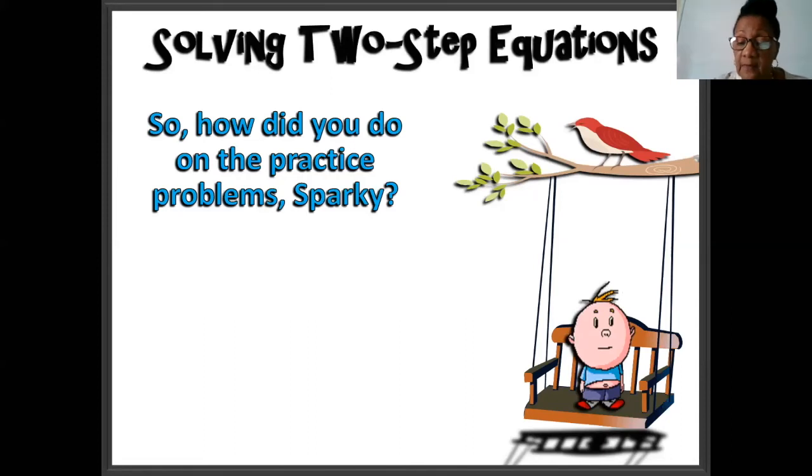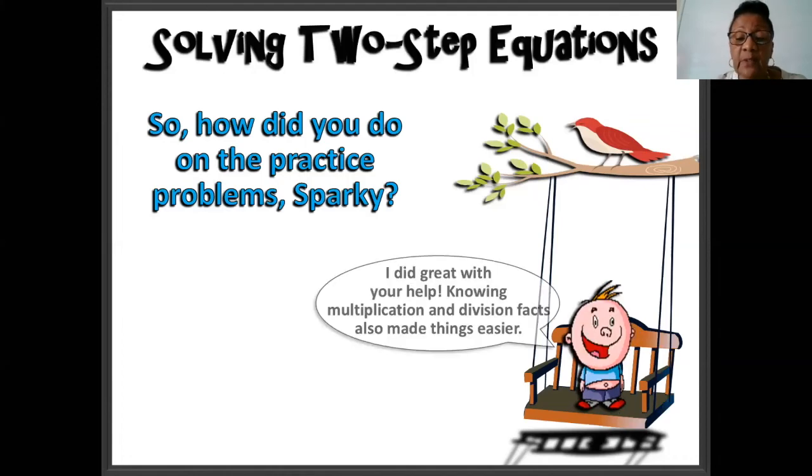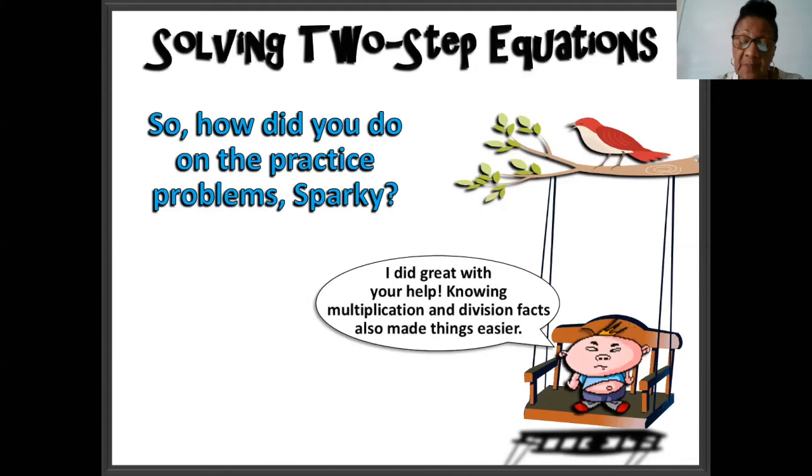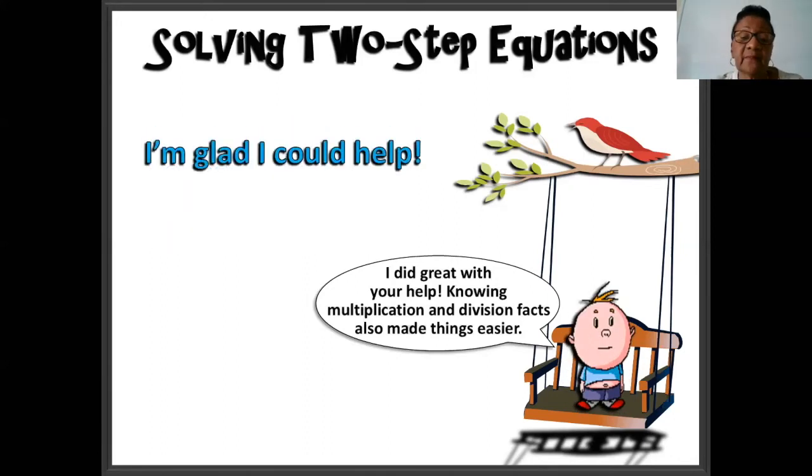So you need to be able to go home and practice. Sparky said, I did great with your help. Knowing multiplication and division facts also made things easier. So once you can recognize the type of fraction you have, and you are good with your times table, and you are good with the multiplication and division, you'll be able to work faster.